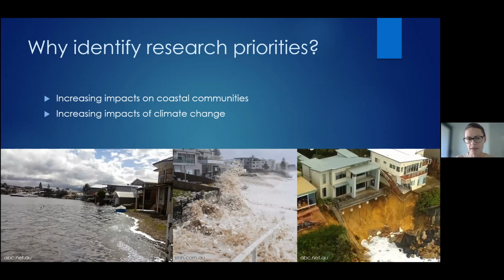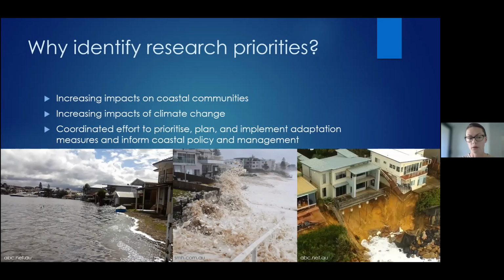In addition to the increasing impacts on coastal communities, we see increasing impacts of climate change. So we're seeing these things start to eventuate, these things that we've been reading about for a long time. And so we really need to start to think about, okay, how are we going to deal with these things? So what we need is a real coordinated effort to prioritise, plan and implement adaptation measures and inform our coastal policy and management. So in essence, we need to take the best of our science and use it to inform our coastal management to make sure that we're looking after these environments.